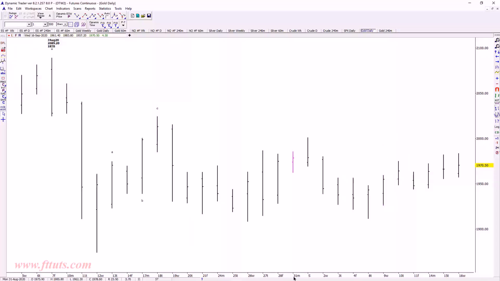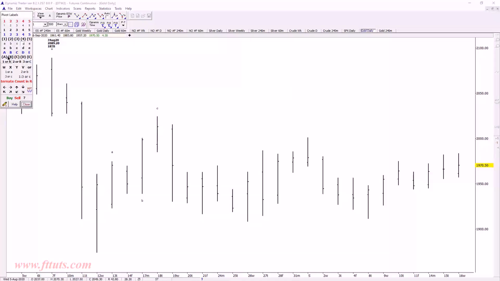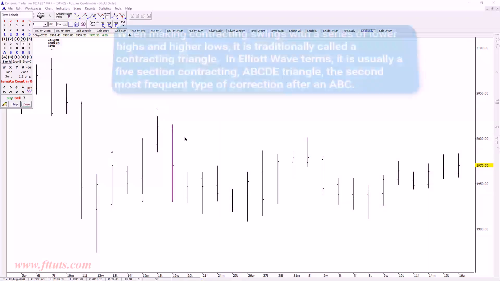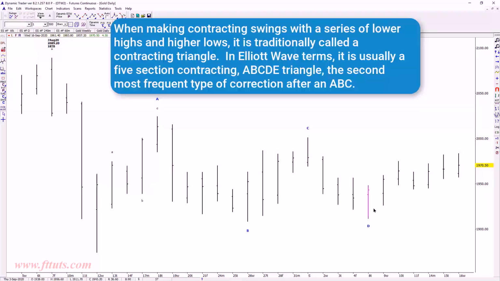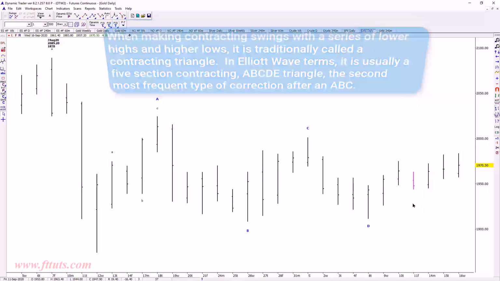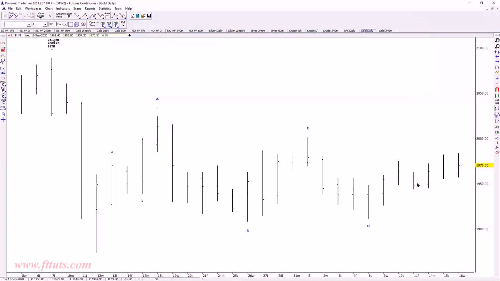So before we add more data, when we have these swing highs and lows and they're narrowing in range, they're not taking out the prior highs and lows, that's some sort of contracting correction. The most typical is an A, B, C, D, and an E. So do we know that this is what it is? Do we know that's what it's going to end up being? We don't know that.